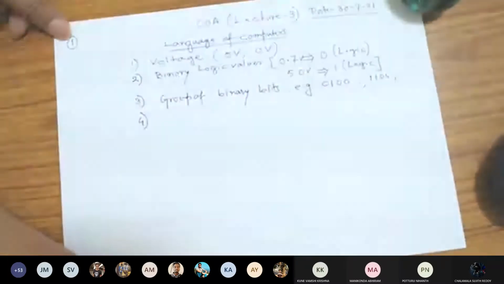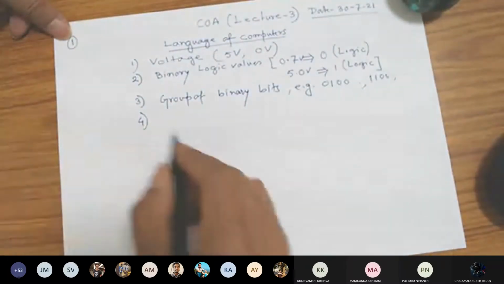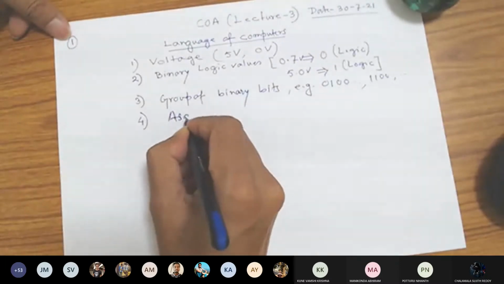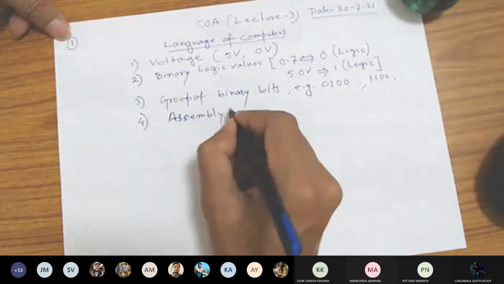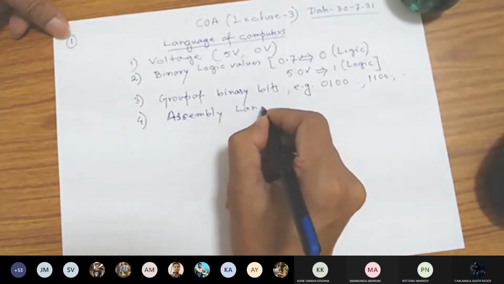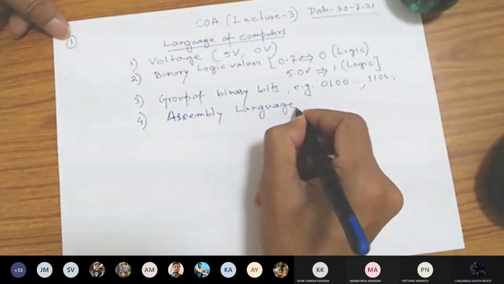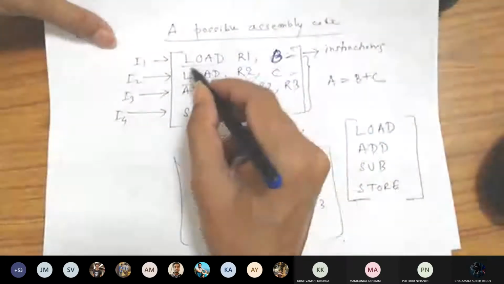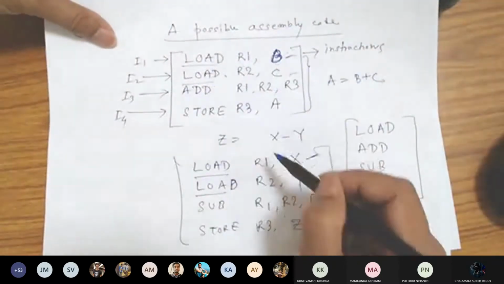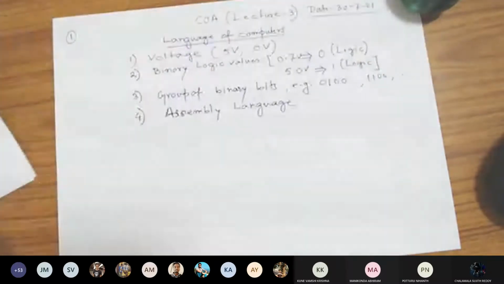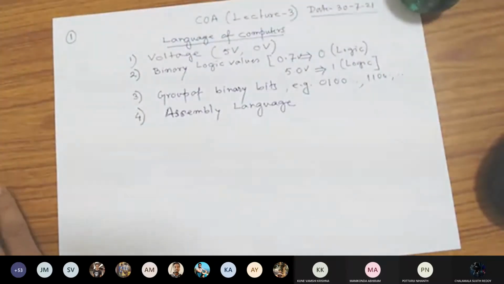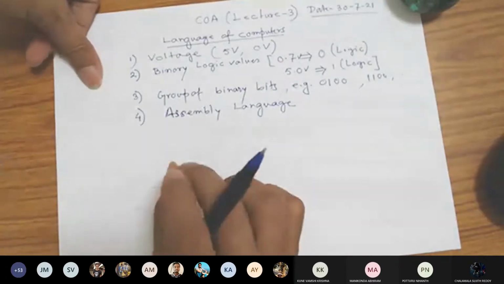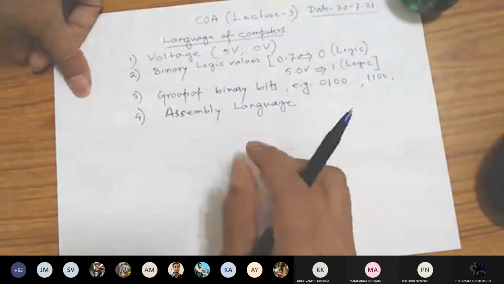The next stage of language is high level language. Sorry, assembly language. We have seen some examples like this in the last lecture. We have seen these are the assembly level languages. Not exactly following any architecture, just for example, we took this. I shall come to the exact form of assembly language, but these are just representative examples.